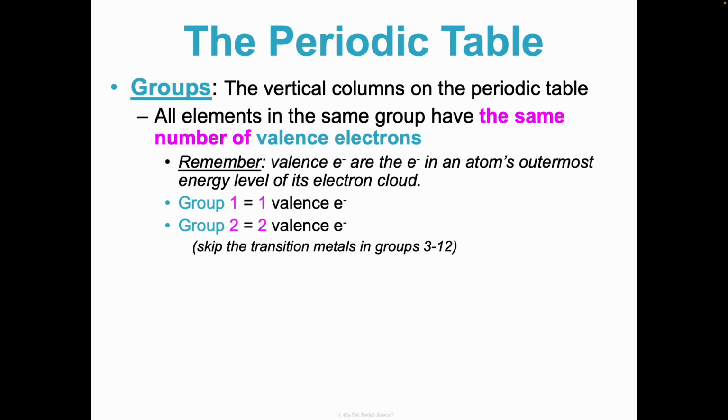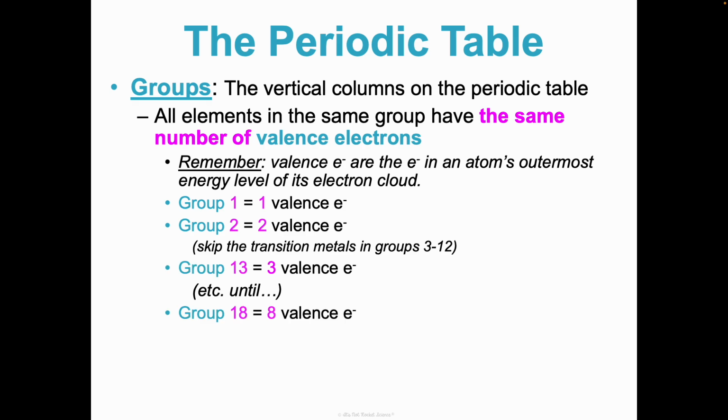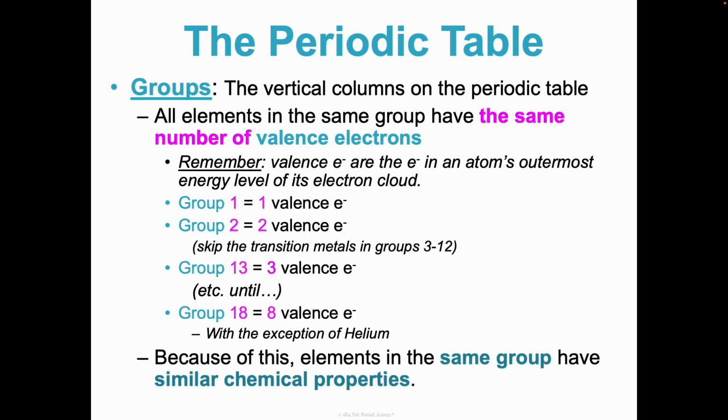Group 2 has 2. We're going to skip the transition metals. I'll show you that in a second, which is groups 3 through 12. And then when you get to group 13, it has 3. Group 14 has 4, 15 has 5, 16 has 6, 17 has 7, and then group 18 has 8, with the exception of helium. But these are the general trends. So because of the groups that they're in, that's going to determine their bonding behavior, which gives them some similar chemical properties if they're in the same group.